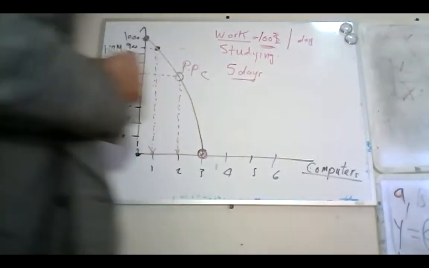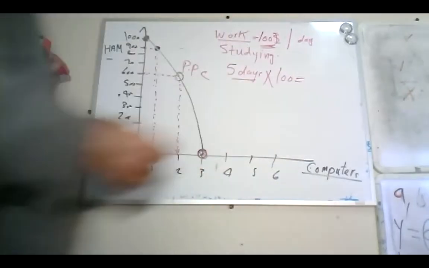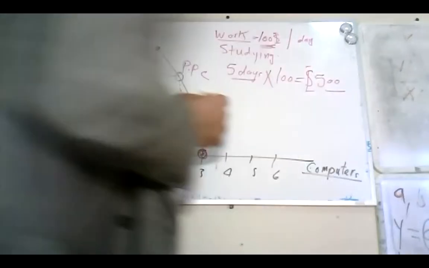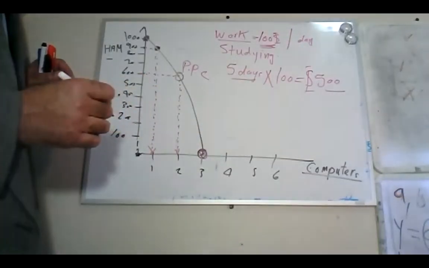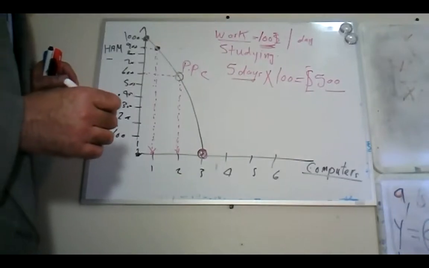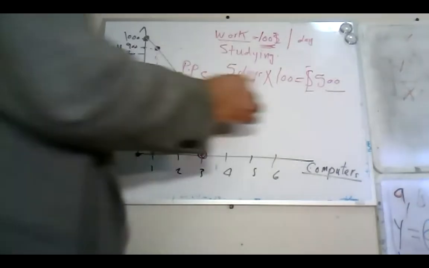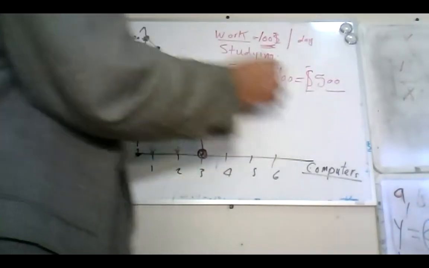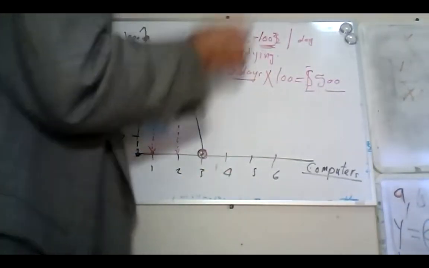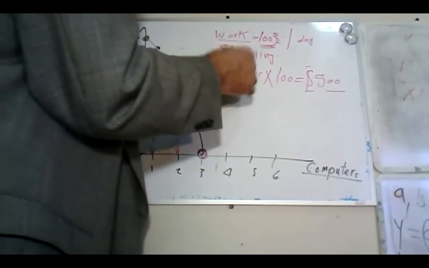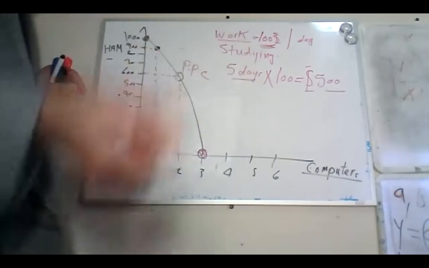Each day will cost you, will damage you, $100. So you will lose $500 because you will stop working for 5 days. Why is that? Because this is the opportunity cost: you sacrifice this $500, you sacrifice 5 days of working in favor of studying.